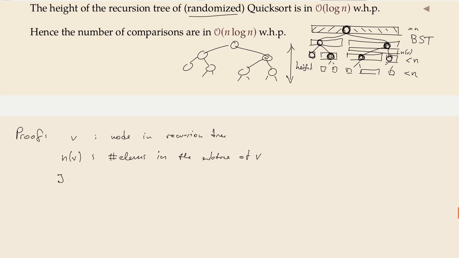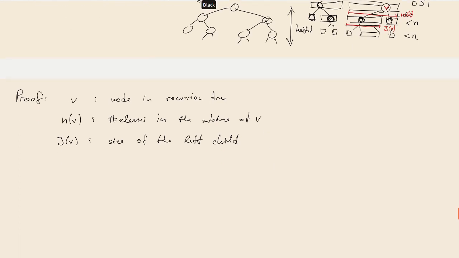And say J of V is the size of the left child. So in our case, if that was V, maybe more explicit, then this here, that's n of V, and that's J of V. Okay, so the size of the left. And now we define a notion. We call a node balanced if the following holds.